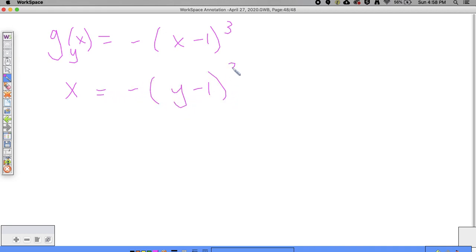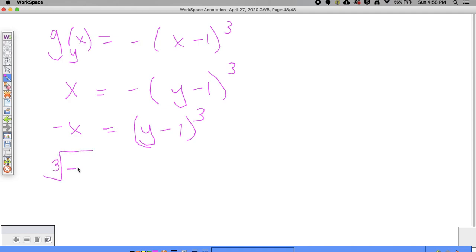y minus 1 cubed. Again, I don't like the negative sign. You have to divide everything out and make sure things are all by themselves. So dividing both sides by a negative leaves us with this. And now we're ready to go. So now we can take the cube root of both sides.